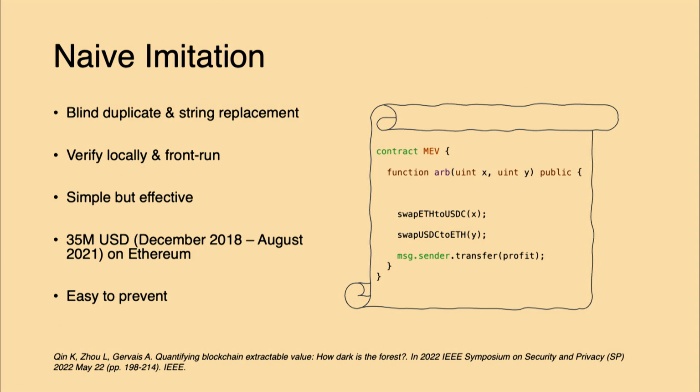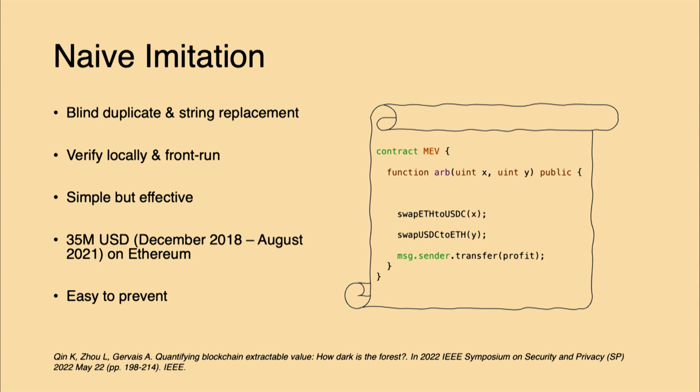One very basic form of imitation strategy that we introduced in an academic paper last year is called naive imitation. To create a naive imitation transaction, an attacker basically blindly duplicates the potentially profitable transaction and performs some simple string replacements in the transaction data. Once the naive imitation transaction is generated, the attacker can simply verify the profitability by executing this naive imitation transaction locally. And if it turns out to be profitable, the attacker can then proceed with the front-running game.